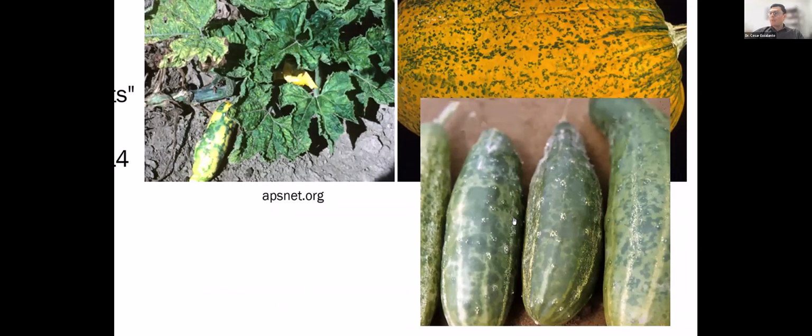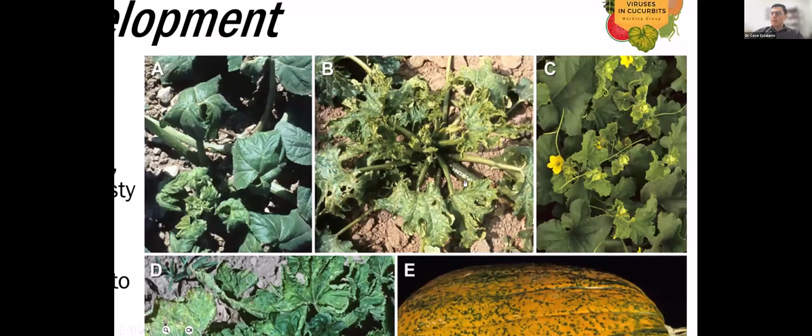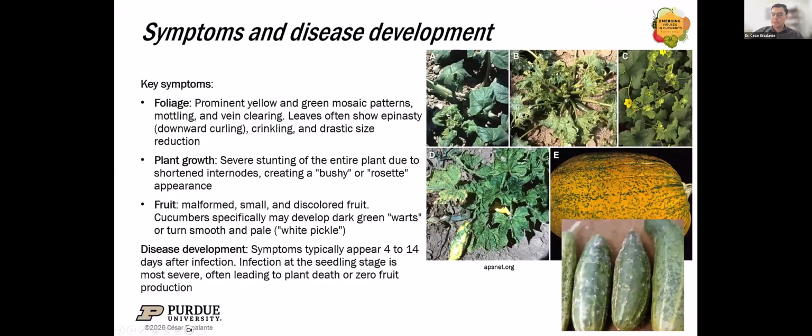Another important thing I want to mention about symptoms is that if infection happens early in the season when plants are very small, the plant will be severely stunted, and often that looks like a bushy rosette, like in this picture here in panel B. And in some cases, in melons for example, if the plant is infected, the fruit might develop a bitter taste, making the crop basically unmarketable, even if the fruit looks okay. So that's an interesting feature of this virus.